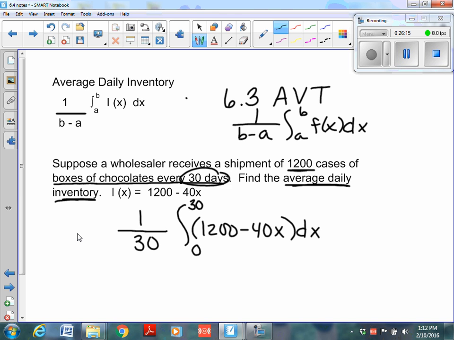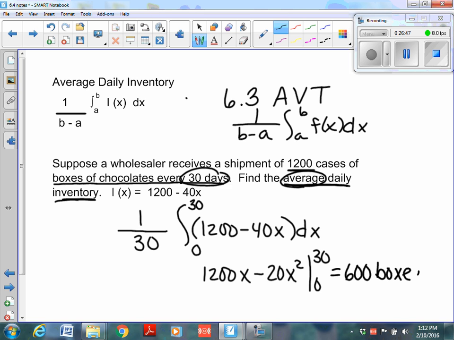It's the same concept. The key word is what? Average daily inventory. Is that an easy problem then? I'm just gonna give you the answer. Isn't it 1,200x minus, add 1, that's 2 divided by 2, isn't that 20x squared, from 0 to 30? You come up with that answer, multiply it by 1/30th, and you're going to get 600 boxes.